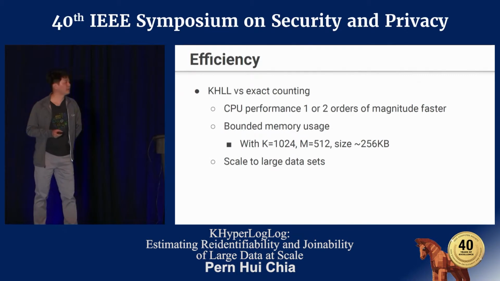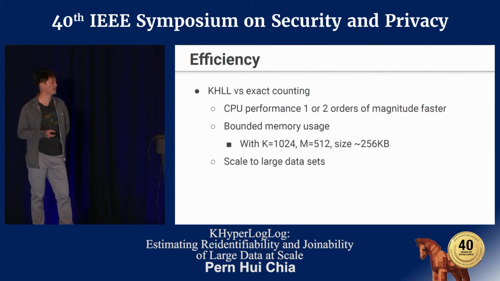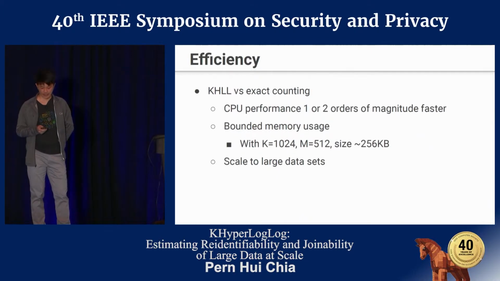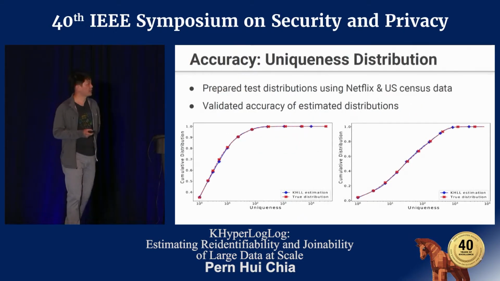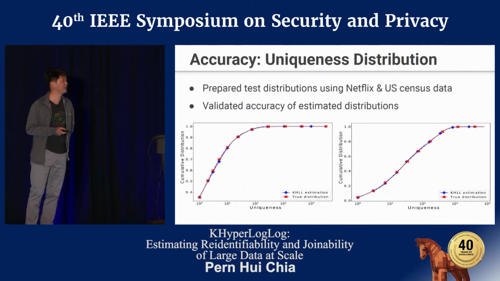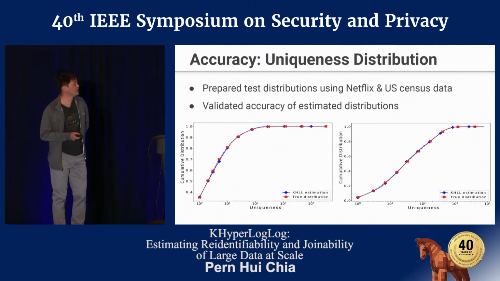With the configuration of k equal to 1024, and m, the number of counters in the second level, equal to 512, we are looking at a memory footprint of around 256 kilobytes for a KHyperLogLog sketch. We also evaluated the accuracy of the KHyperLogLog sketch in estimating the uniqueness distribution.